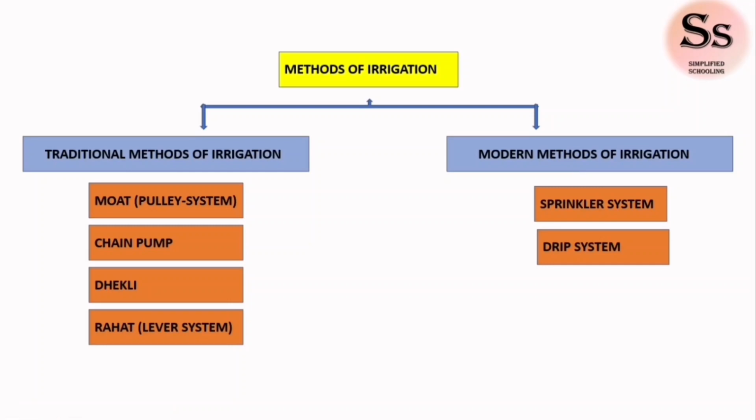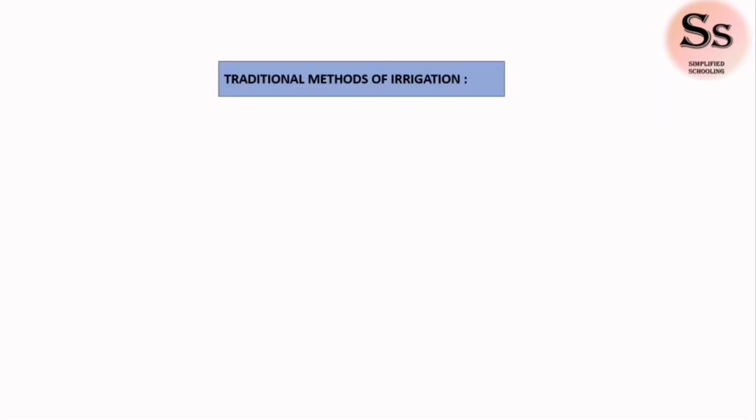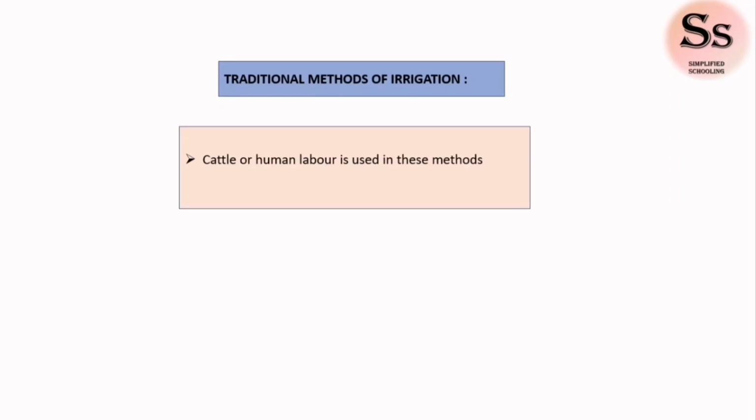In the traditional method, the water available in wells, lakes and canals is lifted up by different methods in different regions for taking it to the fields. As already discussed, in this method cattle or human labor is used. These methods are cheaper but are less efficient.